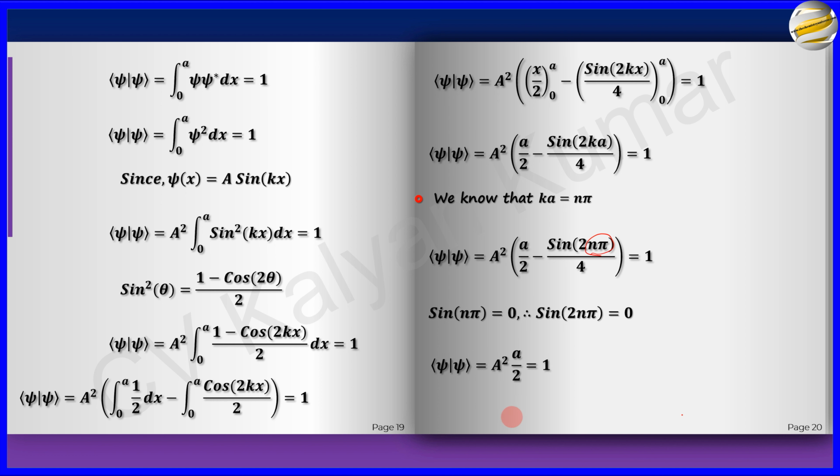It will be a square a by 2 equal to 1. Meaning this term will always be 0 for any value of n. So only a by 2 will remain. So a square a by 2 equal to 1. And what does that give you? A is root of 2 by a.